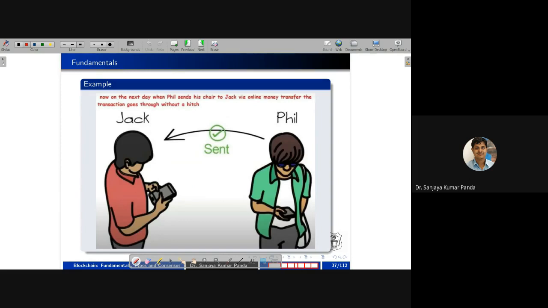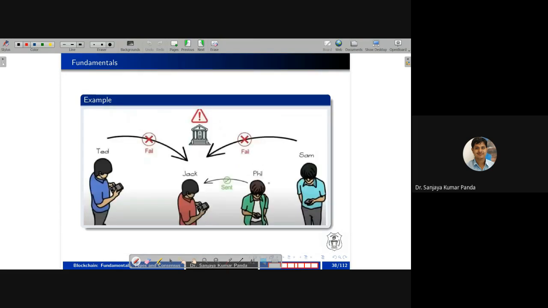Then what happened? Phil sent the amount to Jack. The next day, when Phil sent it to Jack via online money transfer, the transaction went through without a hitch. So suppose early morning or late evening you are doing a transaction, the number of transactions is very low, so there is a high probability of success, right? So Phil has successfully transferred the decided amount to Jack. But when the same transfer was made by another friend to Jack, unfortunately the transaction failed, right? The transaction failed maybe due to a busy network.